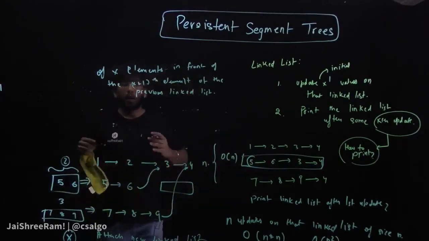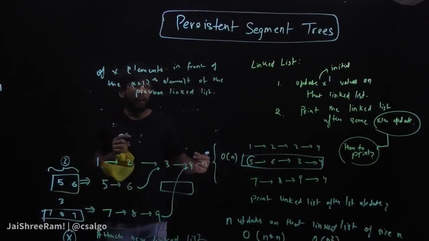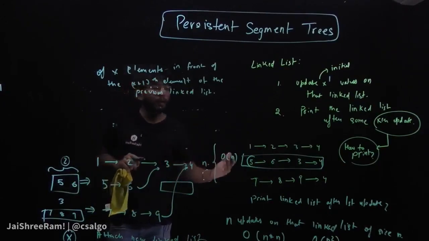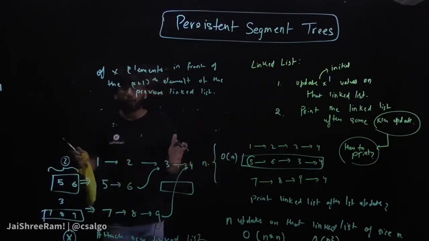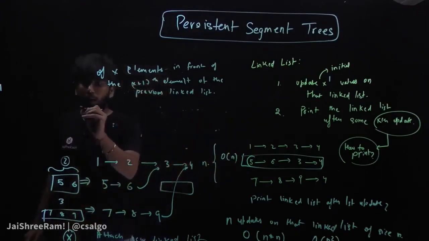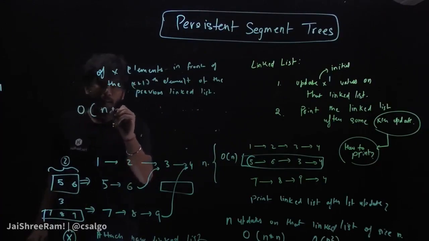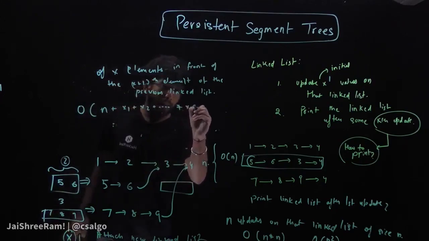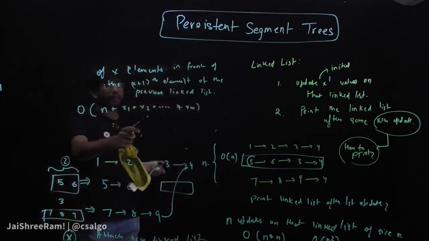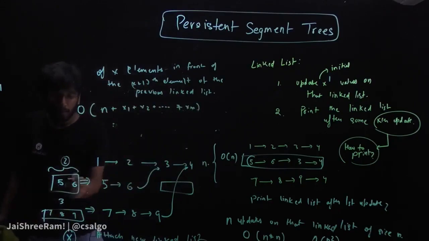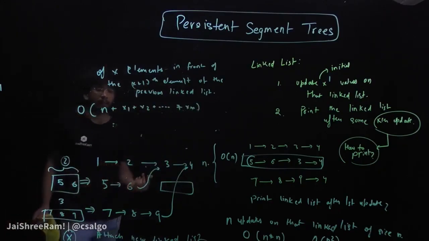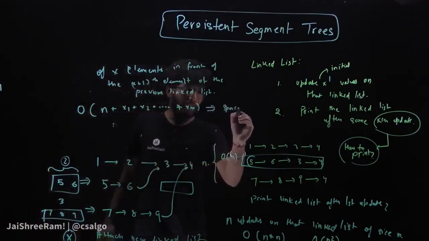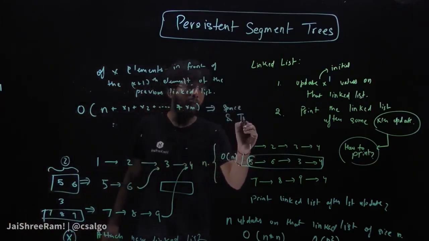So now you have some time to guess what would be the complexity in terms of time and space for the new solution that we have. So it would be O of n plus x1 plus x2 and so on up till xm, where x1, x2 are the sizes of the element updates that are taking place, and this is the space complexity as well as the time complexity.